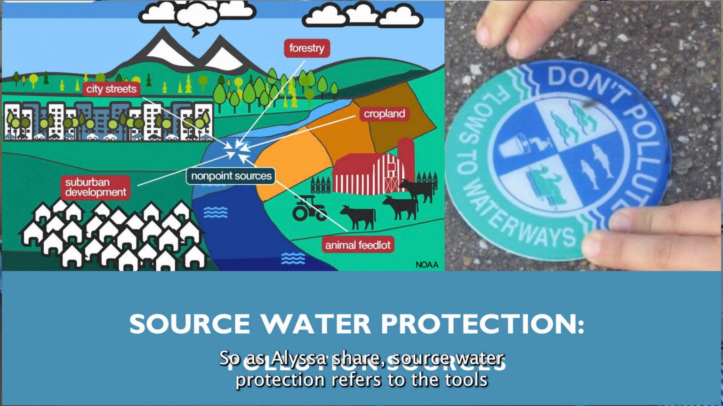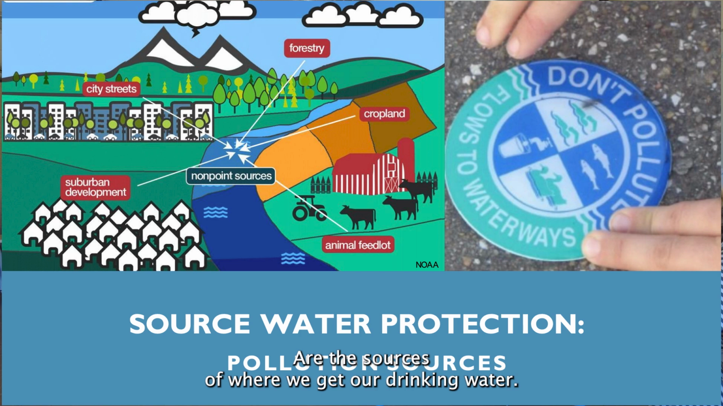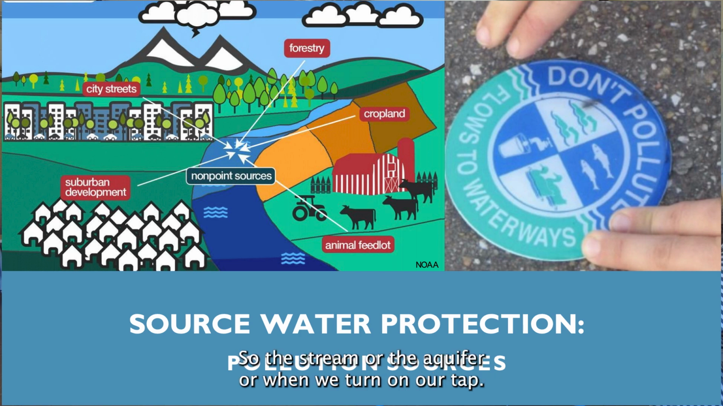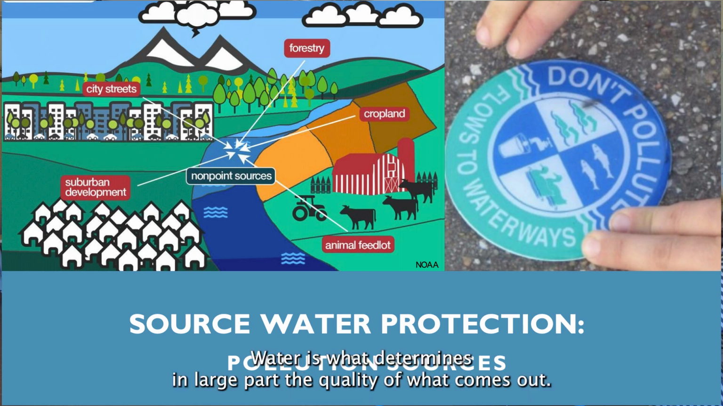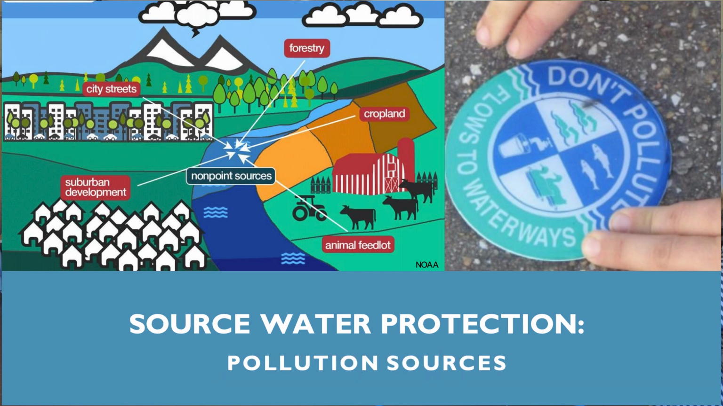As Alyssa shared, source water protection refers to the tools that address both the quality and quantity of our drinking water sources. And again, these are the sources of where we get our drinking water. So the stream or the aquifer, or when we turn on our tap, we don't see it, but that's where the water is coming from. And the quality of that water is what determines in large part the quality of what comes out of our tap.